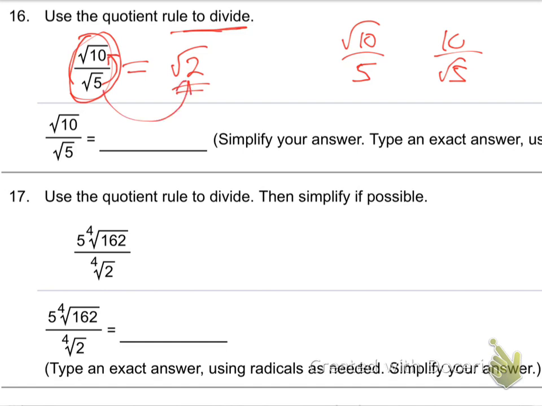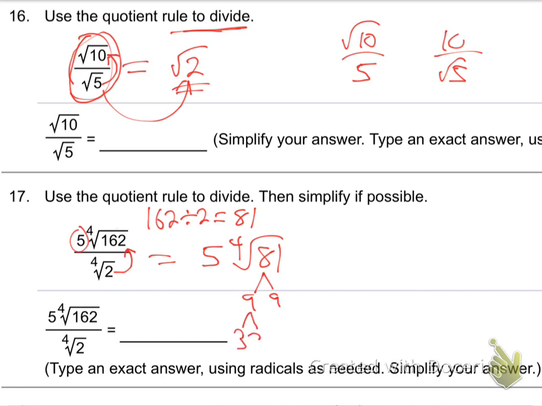Let's try this next one. It's the same thing here. Because these guys are both inside of 4th roots, we can just divide them. Just use your calculator. 162 divided by 2 is 81. So the 5 just stays there, and then 4th root of 81, because 2 went into 162 81 times. Now what's the 4th root of 81? What times itself 4 times is 81? If you want to break this down, it's 9 times 9, 3, 3, 3, 3. So 4 3's in, 1 3 out.